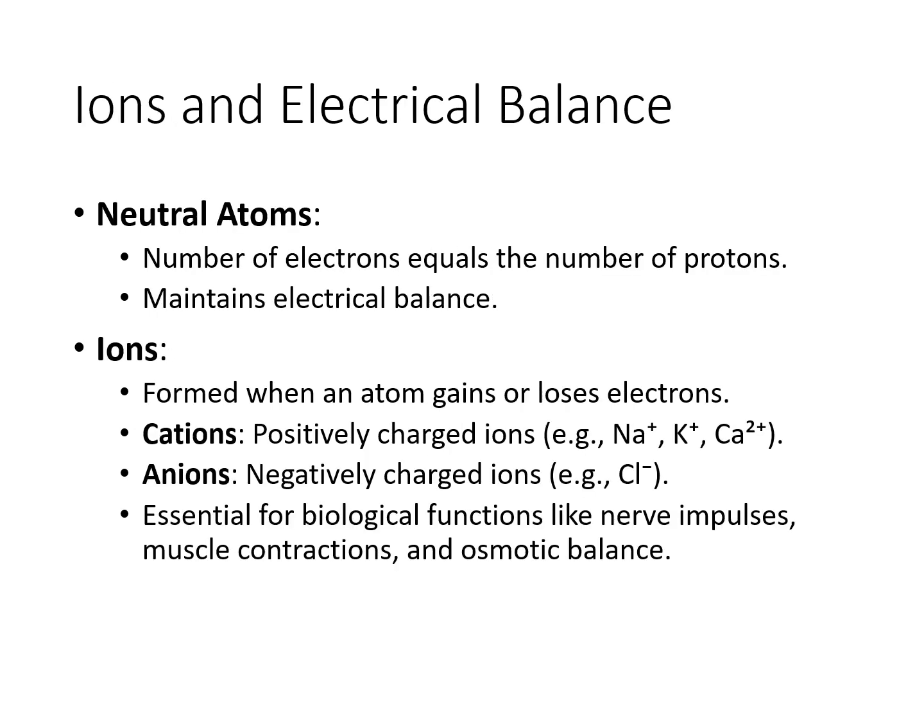Atoms are normally electrically neutral, meaning they have the same number of protons and electrons, so their positive and negative charges cancel out. But when an atom gains or loses electrons, it becomes an ion. If it loses electrons, it forms a cation, which has a positive charge, like sodium or calcium. If it gains electrons, it becomes an anion, with a negative charge, like chloride.